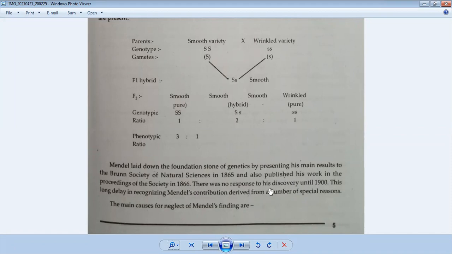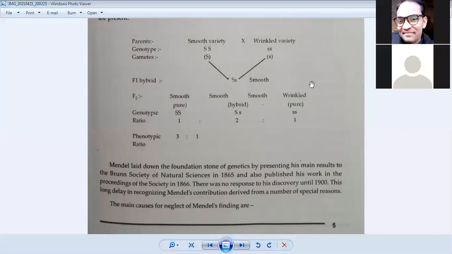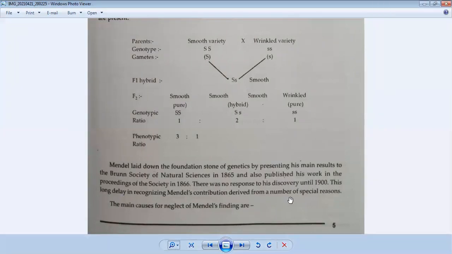देयर वाज नो रिस्पांस टू हिज डिस्कवरी अंटिल 1900. मतलब 1866 से लेके 1900 तक, मतलब करीबन 34 साल तक उसके एक्सपेरिमेंट को कोई भी रिस्पांस नहीं मिला. They unnoticed his experiment and they said that this is a useless work. This long delay in recognizing the Mendel's contribution derived from a number of special reasons.